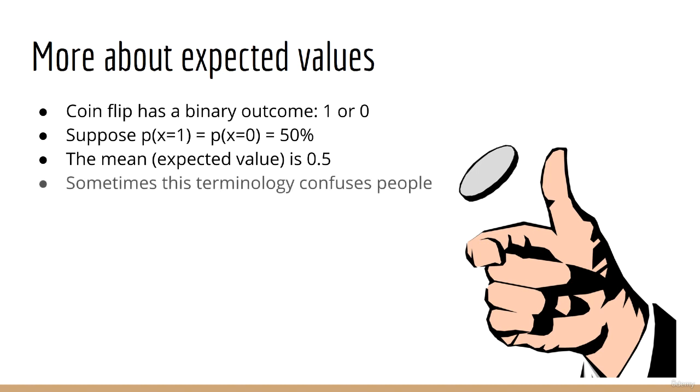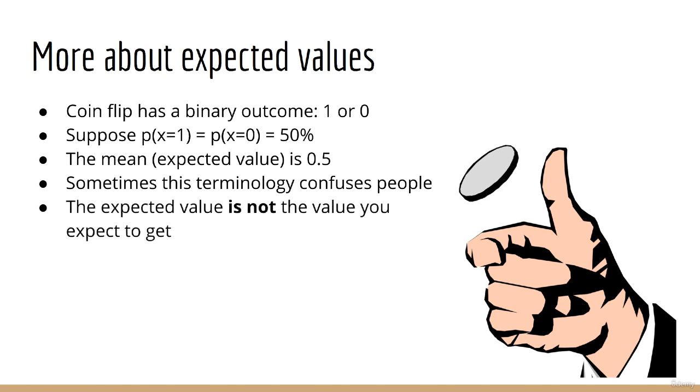Sometimes this terminology confuses people. They ask, how can the value I expect to get be 0.5 if the result can only be 0 or 1? It's important to realize the expected value, despite its name, is not the value you expect to get. So if I flip a coin, I don't actually expect to see the value 0.5.